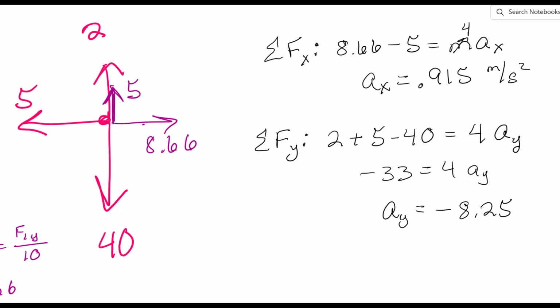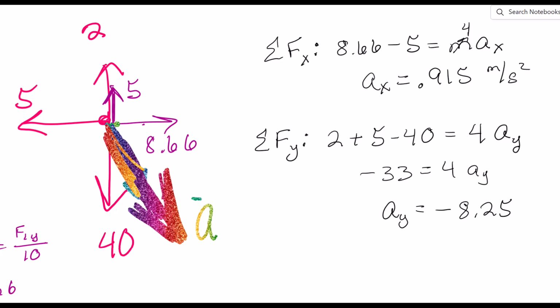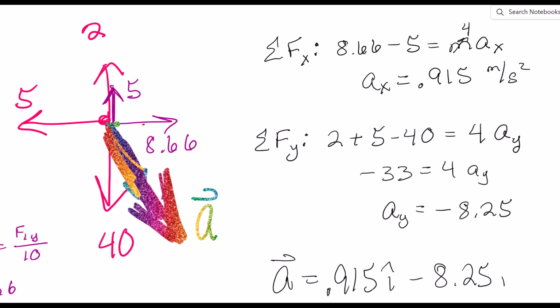Well, that makes sense because the 40 is so big. That's why it makes sense when you draw it to scale. So basically it's going to the right a little bit, but it's going down a lot. So this is its direction, it's going this way. This is the acceleration vector. So the acceleration vector is 0.915 i hat minus 8.25 j hat meters per second squared.